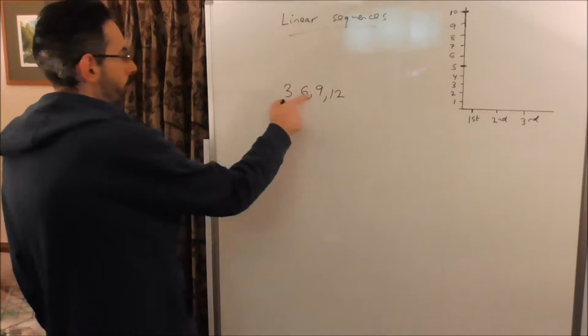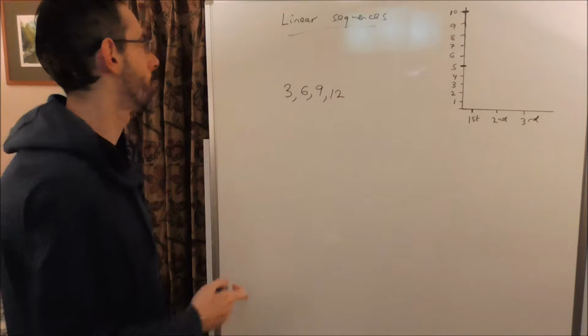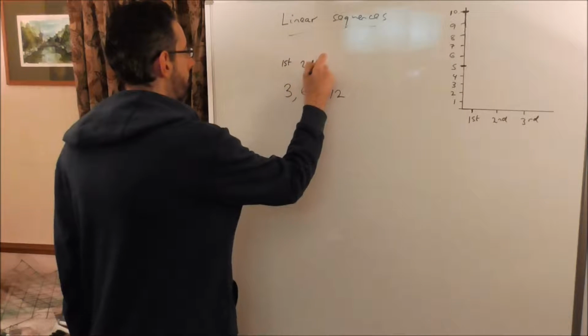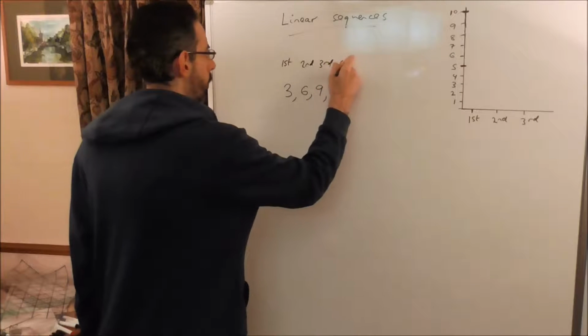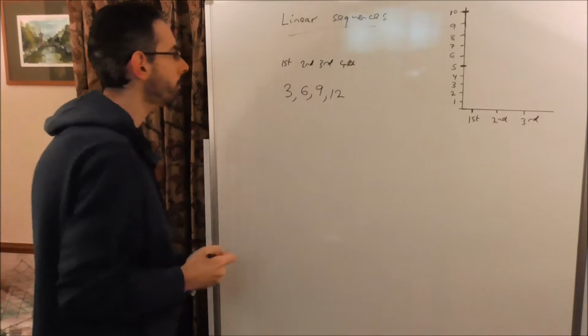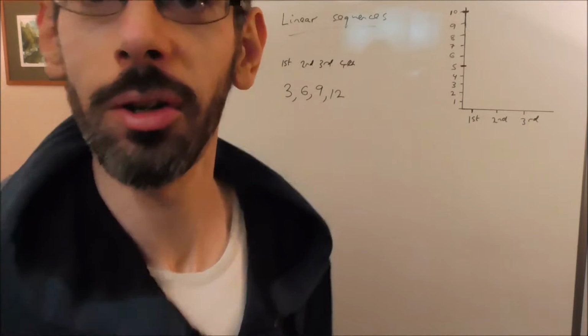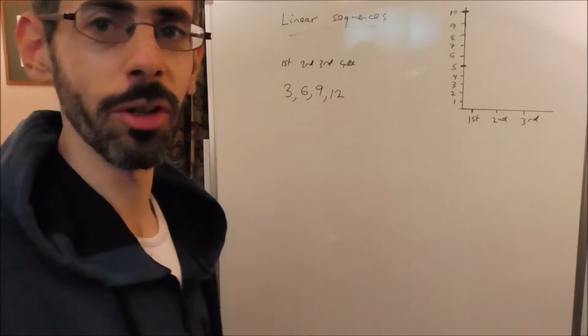Now the numbers in the sequence are called the terms of the sequence. So this is the first term, this is the second term, the third term, this is the fourth term. The reason it's called a linear sequence, by the way, is because if you were to plot it on a graph, the points would lie in a straight line.